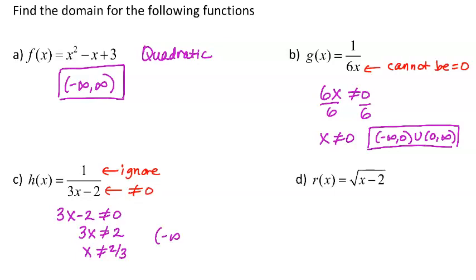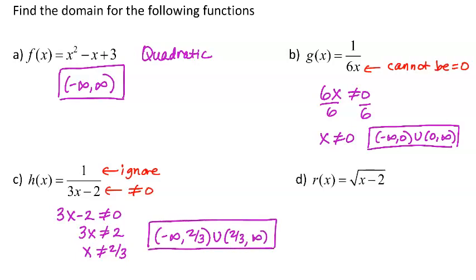In the same way, we'll write our domain excluding just this one particular value of x. So you can have anything from negative infinity up to 2/3. The parenthesis shows not equal to 2/3. And then anything starting at 2/3 but not equal to 2/3 forever off to the right, or up to positive infinity. Our last type of function here is a square root function.